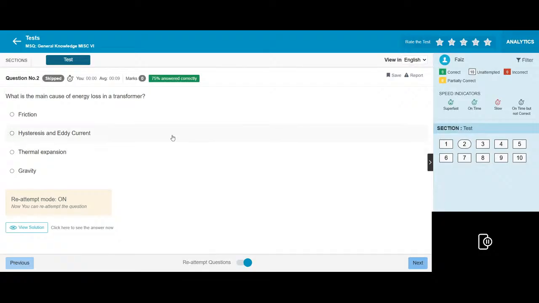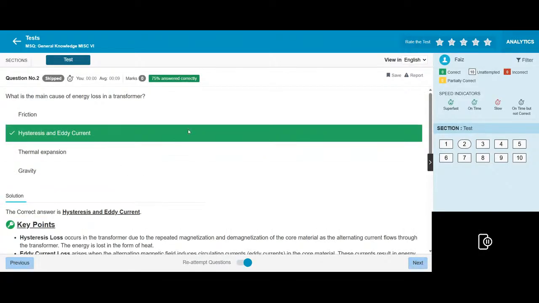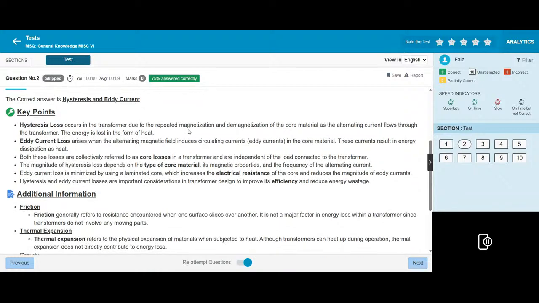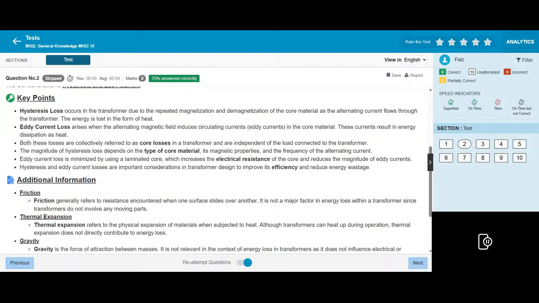Question 2. What is the main cause of energy loss in a transformer? Hysteresis and eddy current. Hysteresis loss occurs in the transformer due to the repeated magnetization and demagnetization of the core material as the alternating current flows through the transformer. The energy is lost in the form of heat. Eddy current loss arises when the alternating magnetic field induces circulating currents, eddy currents, in the core material. These currents result in energy dissipation as heat.